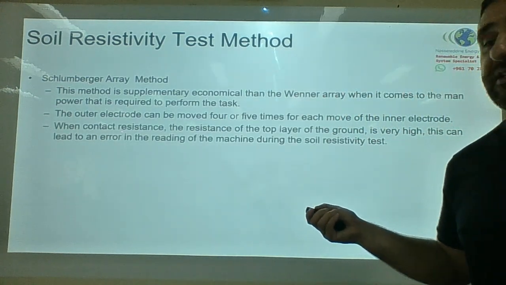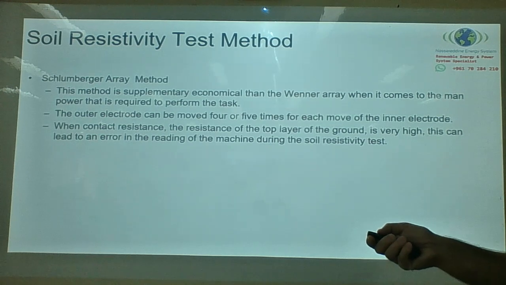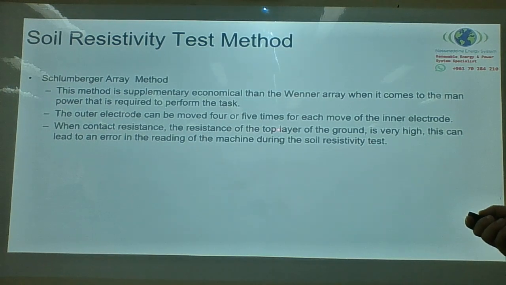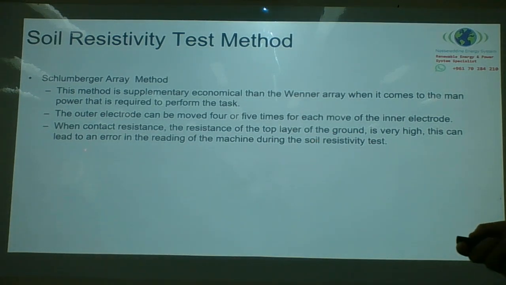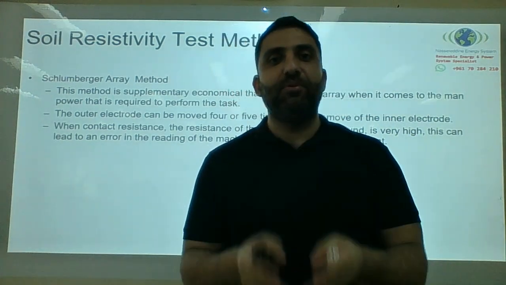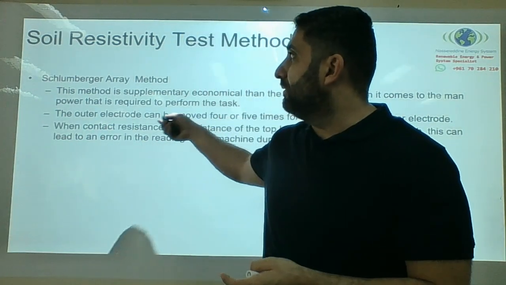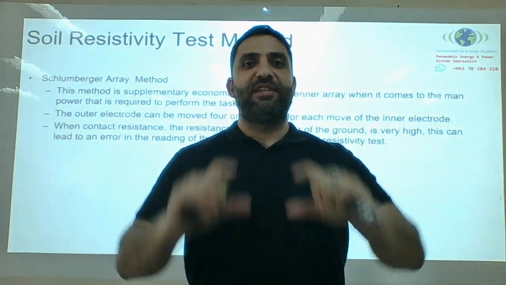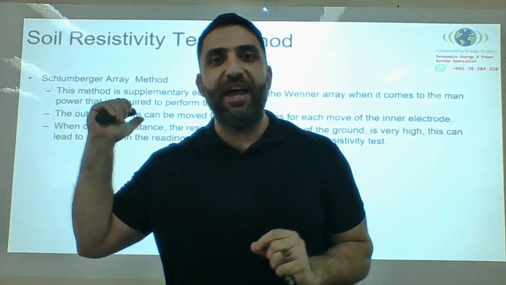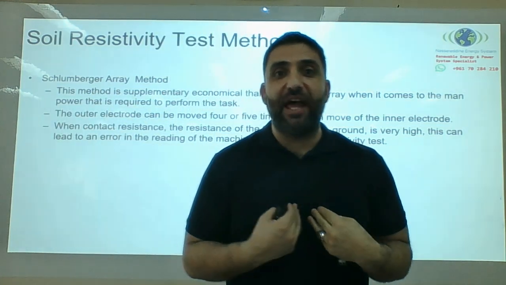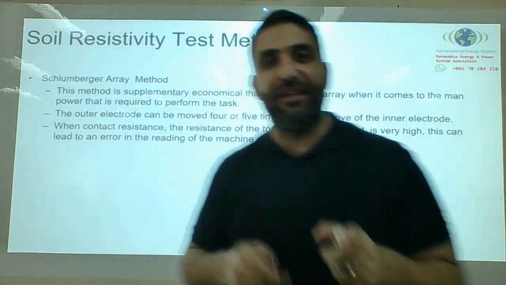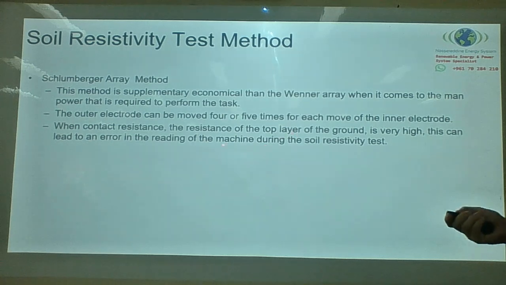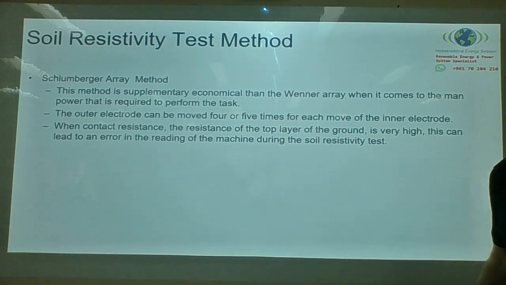Check the contact resistance for the Schlumberger array. When the resistance of the top layer of the ground is very high, this can lead to an error in the reading of the machine during the soil resistivity test. It's very important. If I'm using Schlumberger array and I have asphalt, for example, or a sandy area on top, I have a percentage error. I could have a high error when it comes to reading during the soil resistivity test.